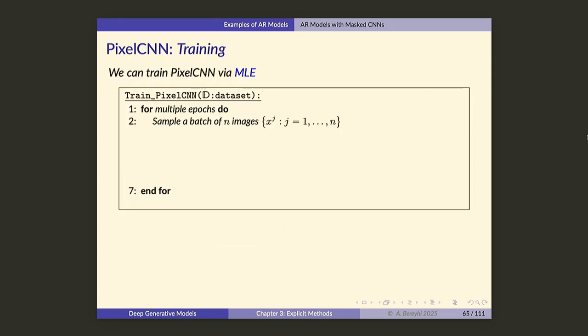So now, let's say that we want to have this PixelCNN. We want to train it. What should we do? How do we train a generative model?